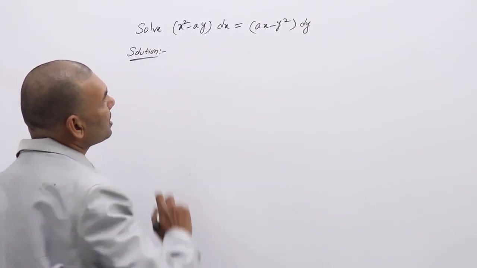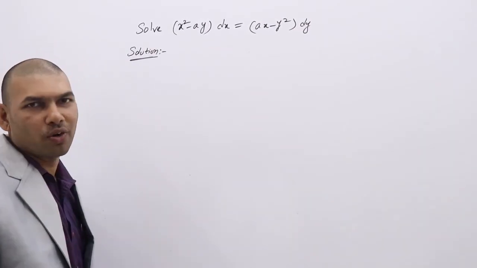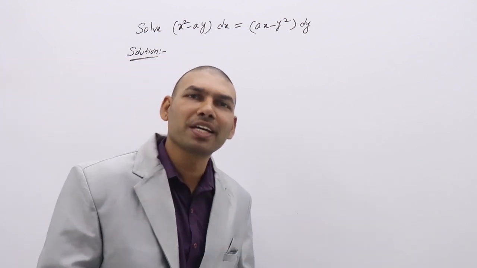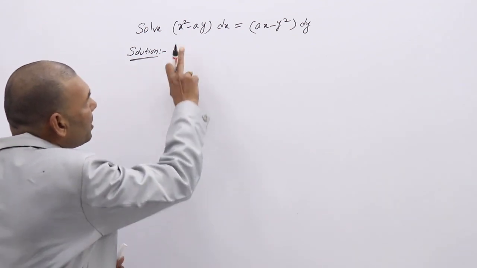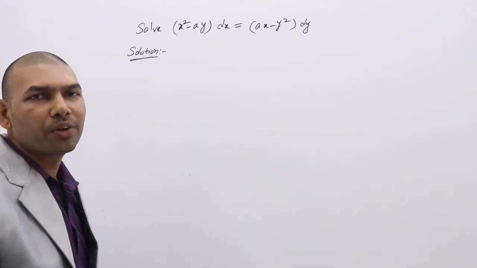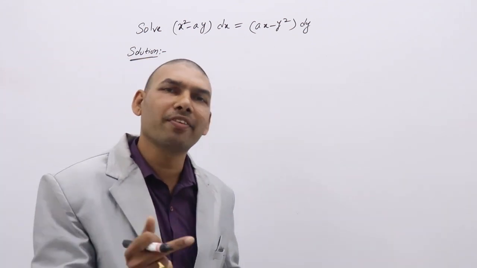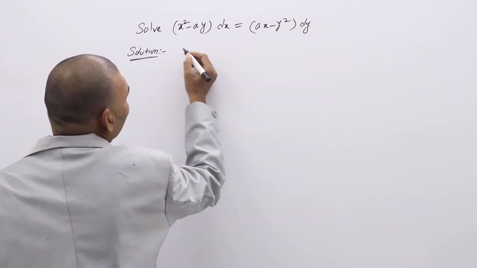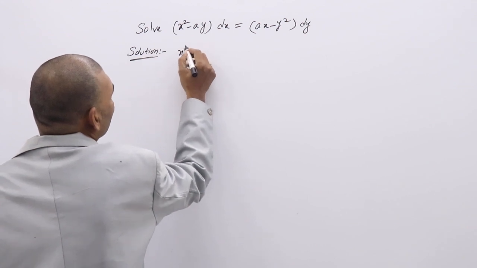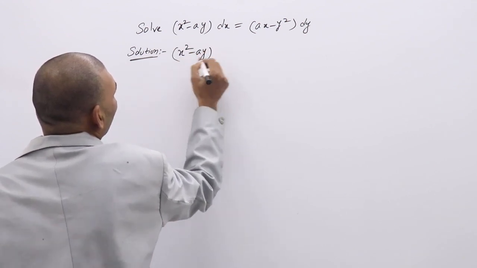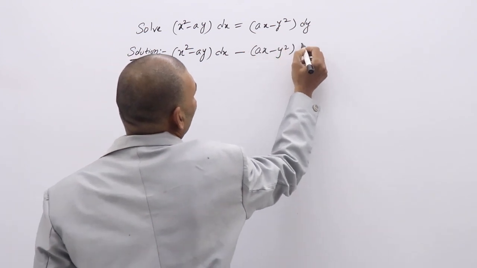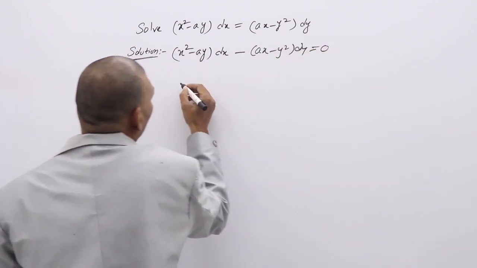Solve (x square minus ay) dx equal to (ax minus y square) dy. So this is the given DE. First rearrange the given DE in the form M dx plus N dy, because we have the M dx equal to N dy form, and we need M dx plus N dy to check whether the DE is exact or not. So for that I am moving the RHS term to the LHS like this: (x square minus ay) dx minus (ax minus y square) dy equal to 0.